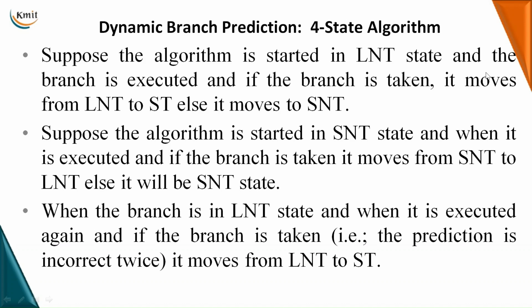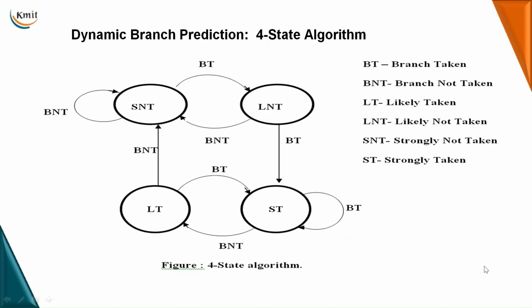The algorithm will start in LNT state and the branch is executed, and if it is taken, it moves from LNT state to ST, strongly to be taken state. Else, if it is not taken, it moves to strongly not taken state. Similarly, suppose the algorithm starts in SNT state, strongly not taken, and if it is executed and it is taken, then it moves from strongly not taken state to likely not taken state. Or else if it is again not taken, it will be in the same state. And when the branch is in likely not taken state, and it is executed again and it is taken, then it moves from likely not taken to strongly to be taken state.